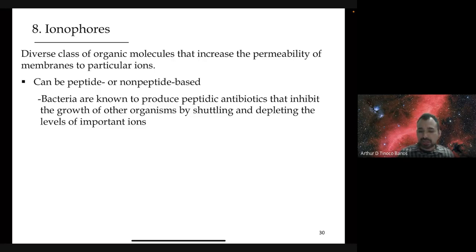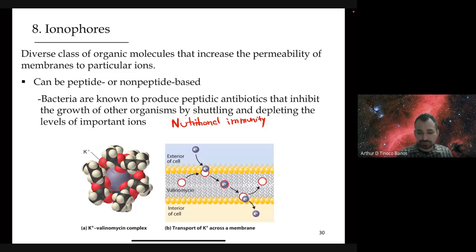This goes into the concept of what is known as nutritional immunity, which basically has to do with trying to protect, so say an organism protecting itself by holding on to certain essential elements and basically keeping them away from predators.